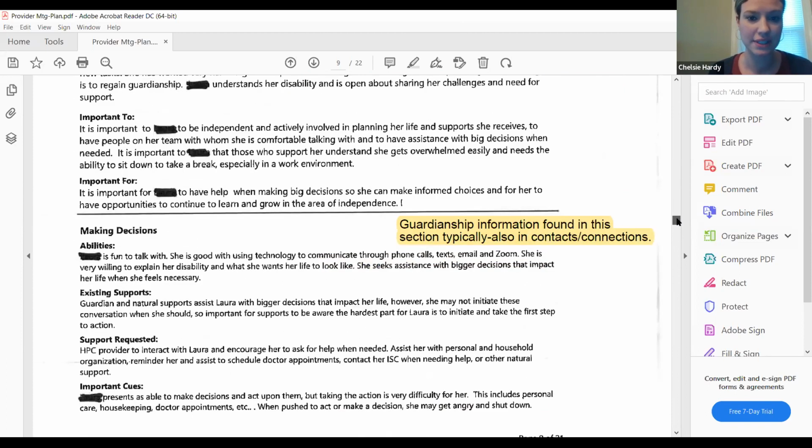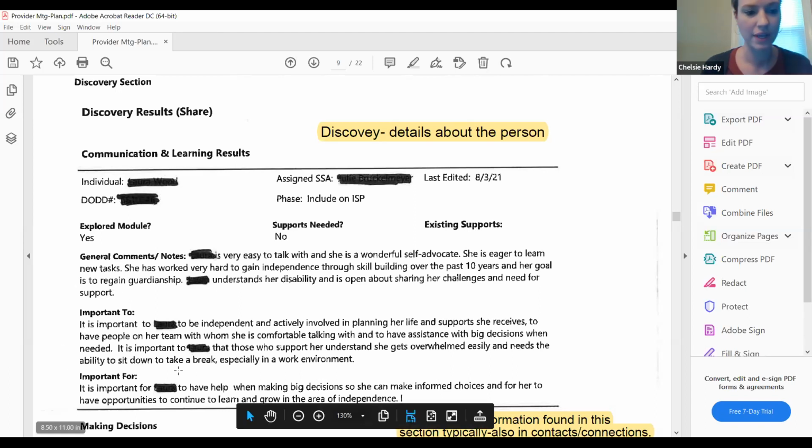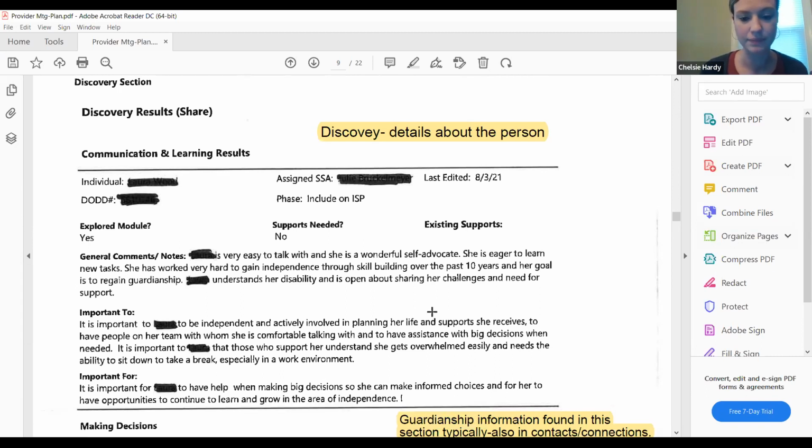And then the discovery is pretty much the meat and potatoes of the plan, all of the detailed information. This section here is what was in the quick summary part. So they pull that directly and put that in the quick summary at the top of the plan.